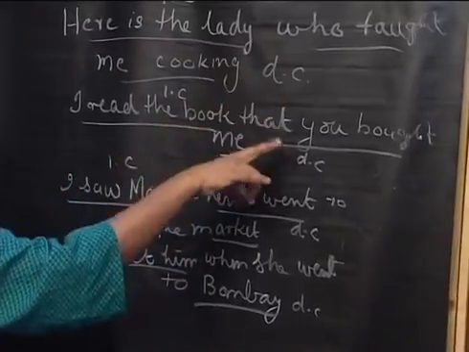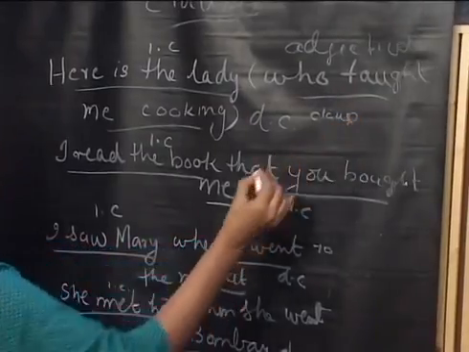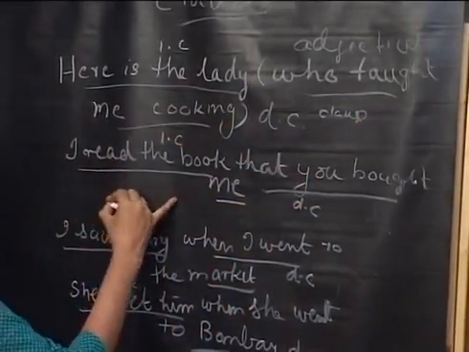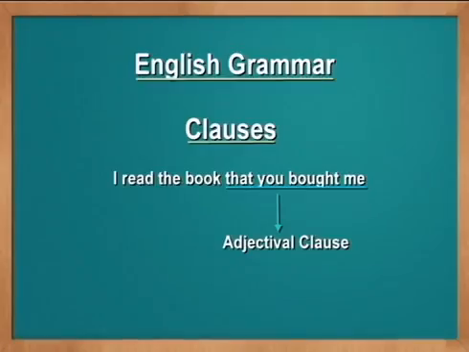Here, in the first two, "who taught me cooking" describes the lady. Hence, this functions as an adjective. So, we call it an adjectival clause. Here, in "I read the book that you bought me," "that you bought me" is a clause that describes the book. Hence, this is also an adjectival clause.